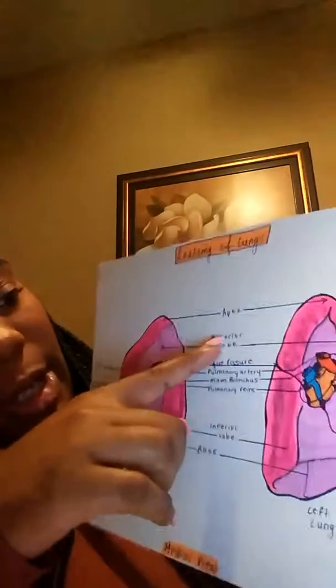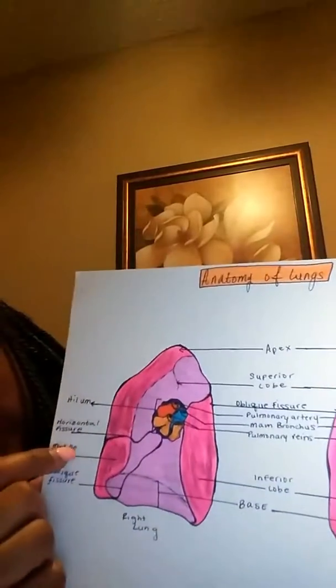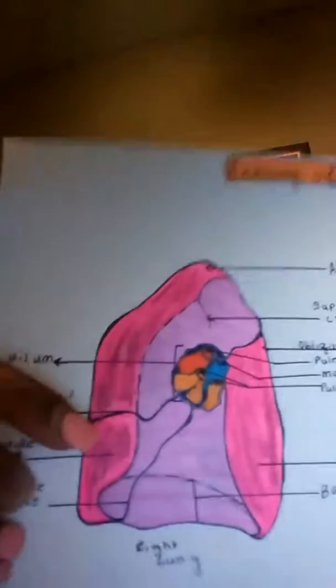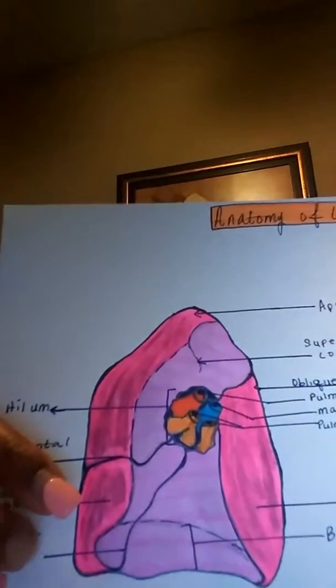We have the superior lobe right here, the inferior lobe, and the middle lobe, which is on this side right here. I don't know if you guys can see it. Also have the fissures, which is the oblique fissure, which is right here. Oblique fissure is also down here. And then you have the horizontal fissure.